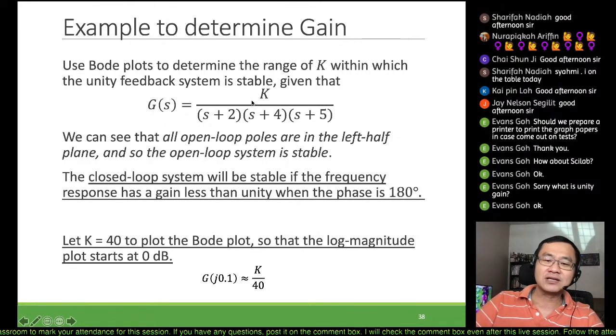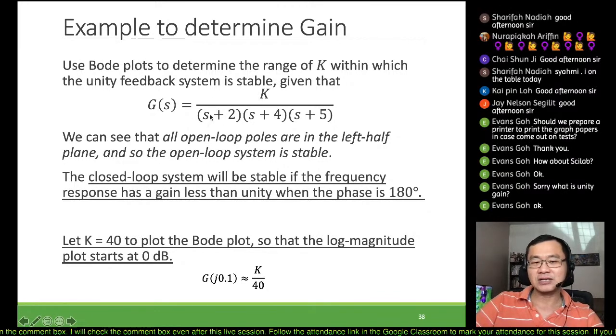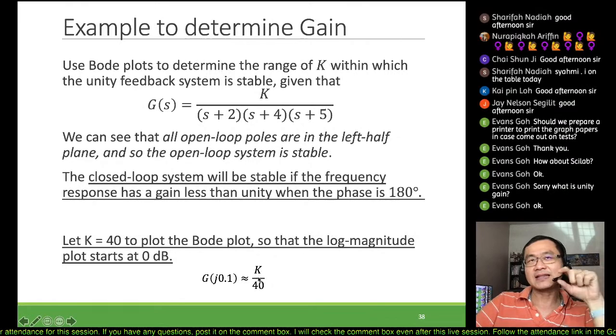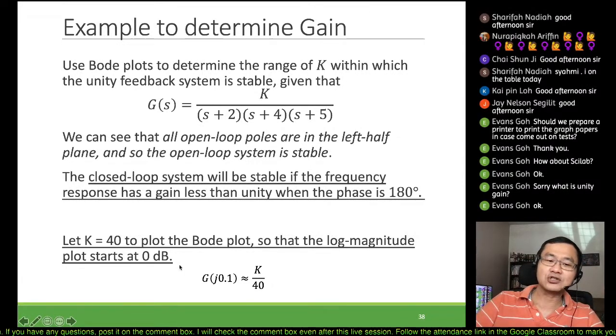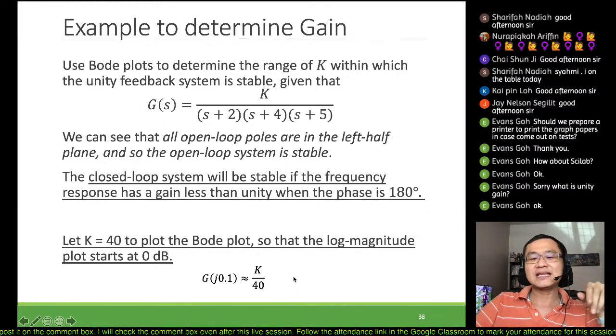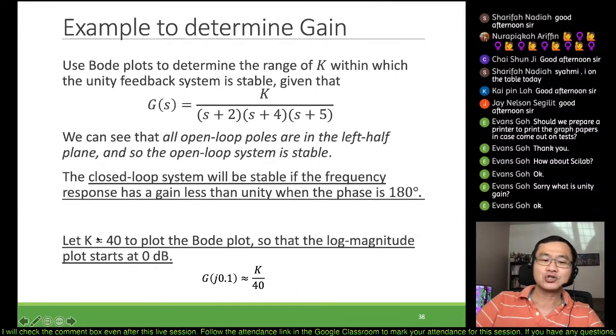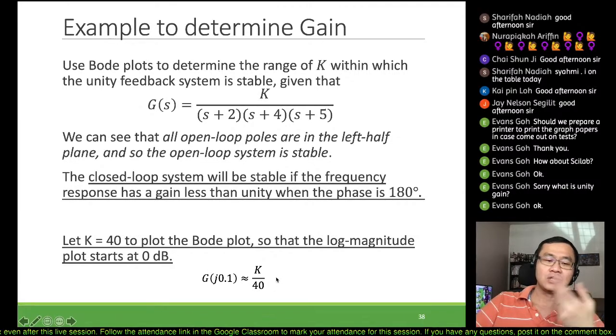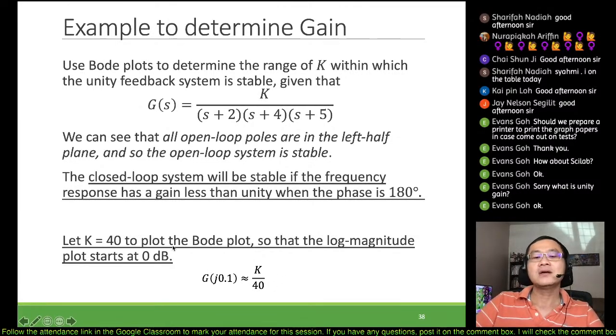So why do we get 40? Because when we take s approaching j omega, this becomes 0, 0 and 0 at low frequency, so it becomes 40. Just recall how we get the starting value. So in order to get the so-called unity gain, we use k equals to 40, you get 1. And at that particular point our Bode plot will start with 0 dB.